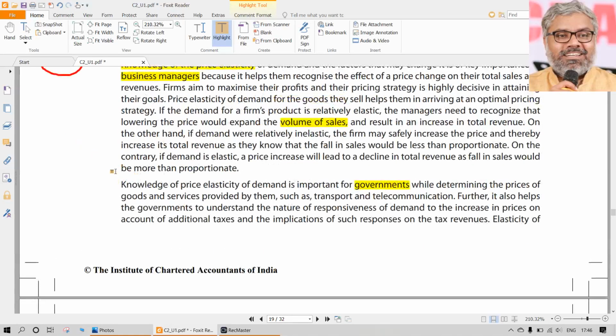But not only them, even the governments should also understand, in order to put the prices of the products and services they are offering, something like transportation, etc. Nowadays that also is almost privatized. But majorly, to understand how additional taxes can actually be levied depending upon the price elasticity of demand of a particular product. Now, for example, once again you can understand this.